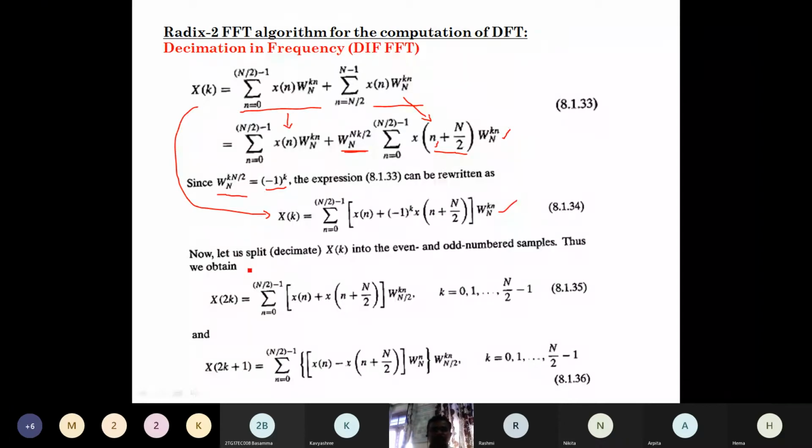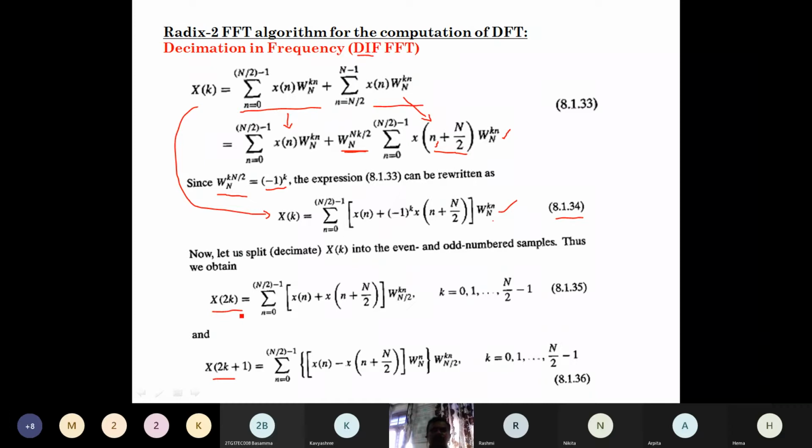Now, let us decimate x of k into even and odd numbers. What we are talking about is the DIF, decimation in frequency. So let us decimate x of k into even and odd sequences. This equation, 8.1.34, gives the complete calculation of x of k. Now we are performing the split: I am splitting the overall x of k into even elements and odd elements.